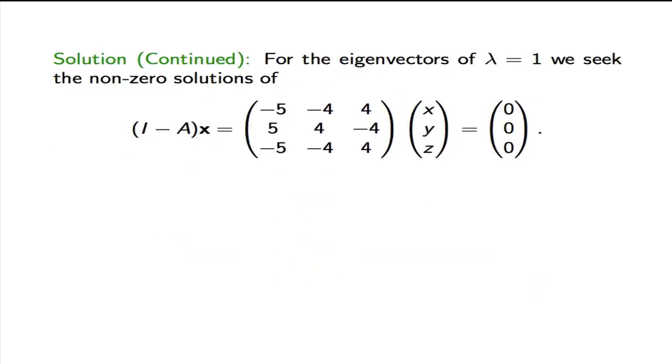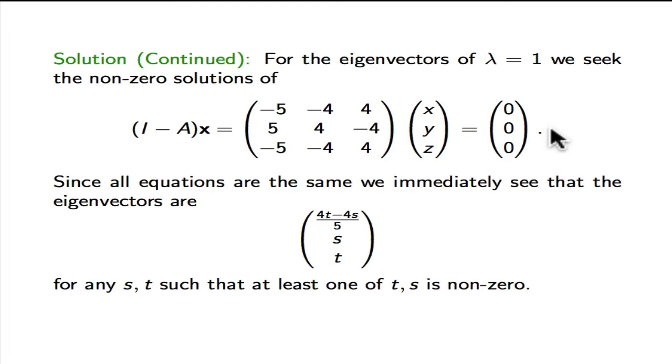Okay, now let's proceed with the eigenvectors for lambda equals 1. And we seek non-zero solutions of the identity minus A times x equal to 0. And we find this matrix, and now we just observe that this system of linear equations is essentially the single equation minus 5x minus 4y plus 4z is equal to 0. And we can immediately write down the solution. We can pick z as we like, we can pick y as we like, and then x is determined.